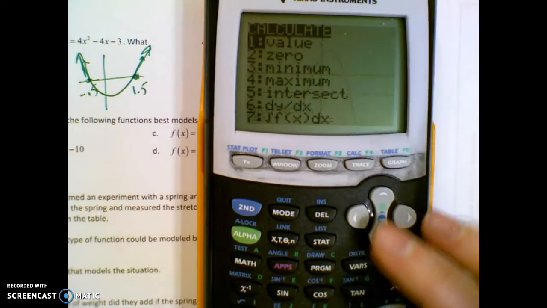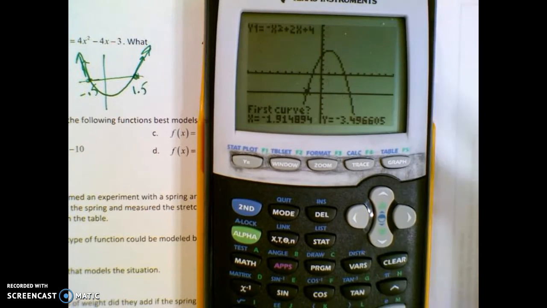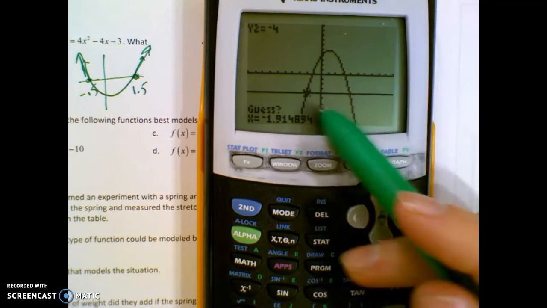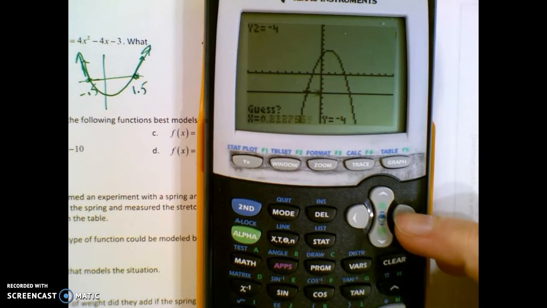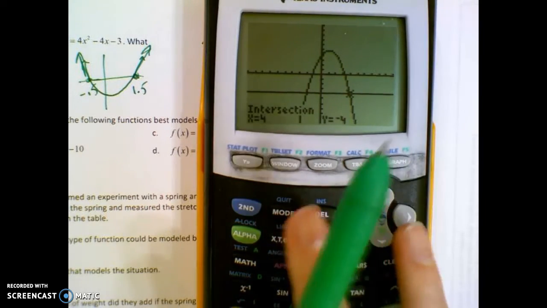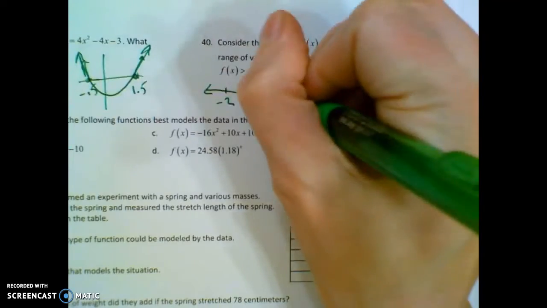So second trace, intersect, first curve enter, second curve enter. You do have to tell the calculator to go over here and guess on this answer. So just get close enough to it. And that's a 4. So this other number over here is 4.